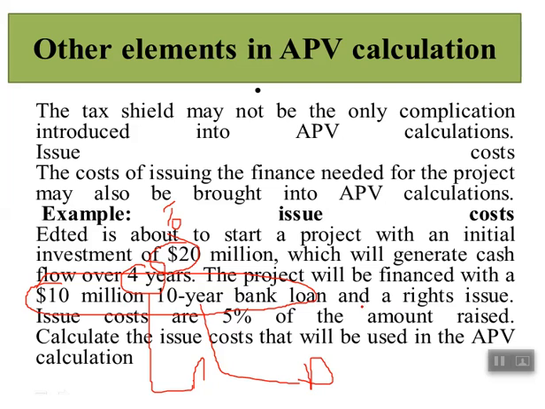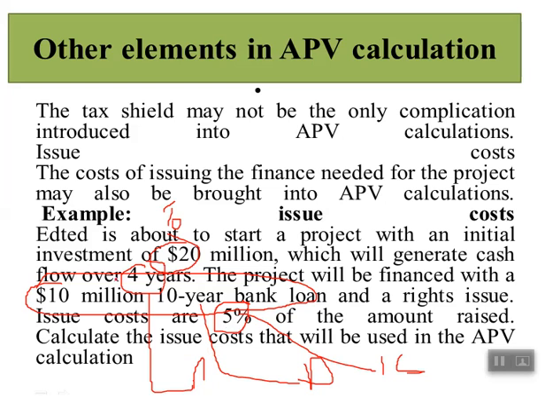And the project is going to be financed by a 10 million bank loan and a rights issue. The issue costs are 5%. This is our issue cost of the debt, 5%. Then calculate the issue cost that will be used in the APV calculations.